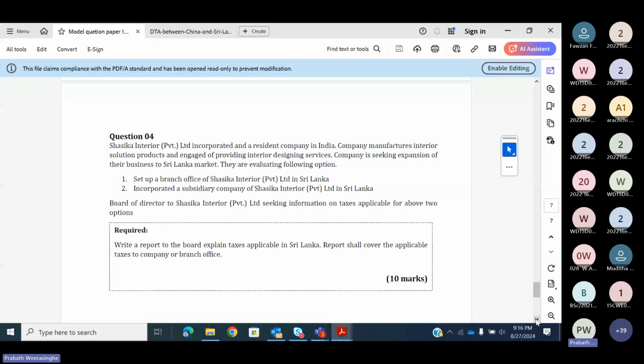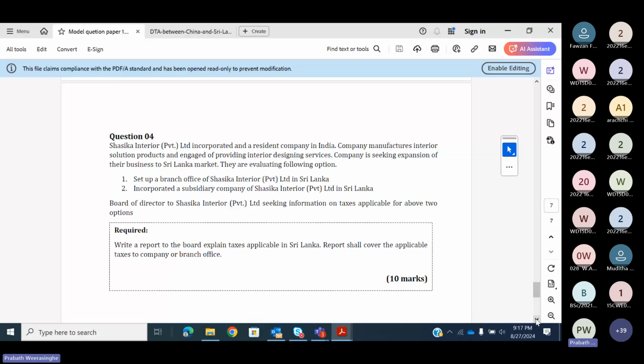If they are setting up a branch office in Sri Lanka, then first thing is they are non-resident. Sashika Interior Private Limited, sir, is an incorporated company in India. That means it's a non-resident company for Sri Lanka tax. If they have set up a branch office in Sri Lanka, then there is a permanent establishment. The permanent establishment is liable for tax in Sri Lanka as a distinct or separate entity. The profit will be liable for Sri Lanka tax. That's the income tax liability under option 1.